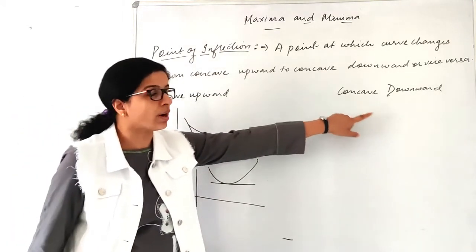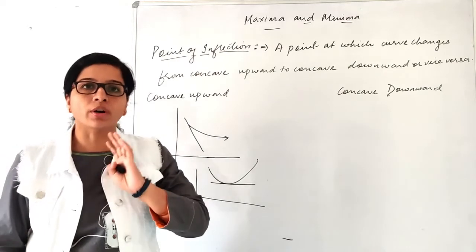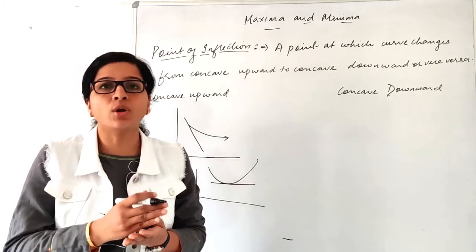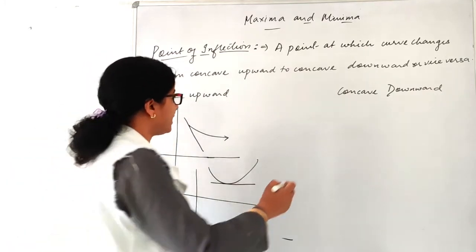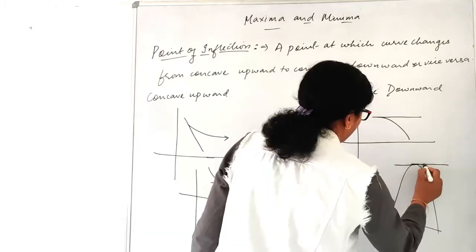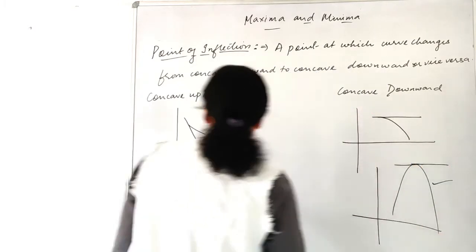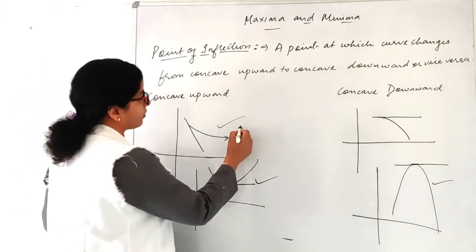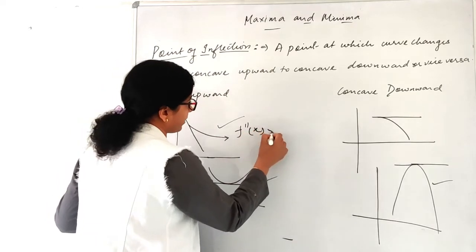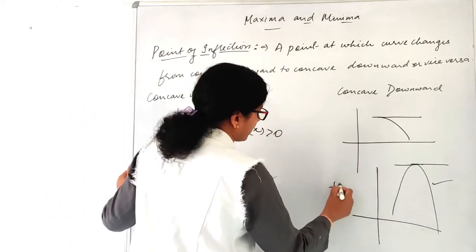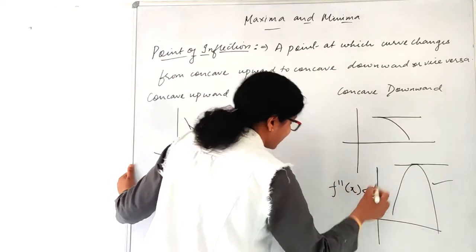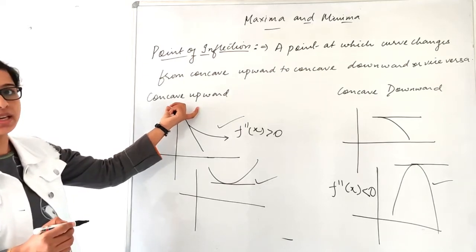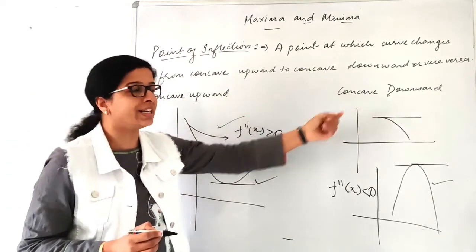Exactly opposite is concave downward. The arc y is equal to f x is said to be concave downward if at each point the arc lies below the tangent, right? So in that case, this is the tangent. So in this, my curve is concave downward. In this, my curve is concave upward. So for concave upward, we have f double dash x greater than 0. In concave downward, it is f double dash x less than 0. Is that clear? And in this case, my function will be increasing. In this case, my function will be decreasing.